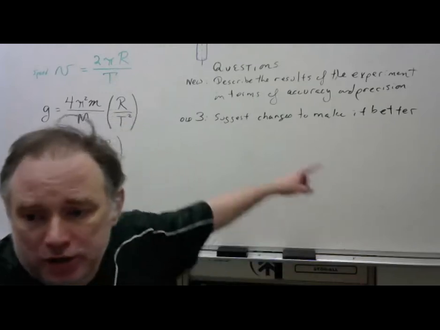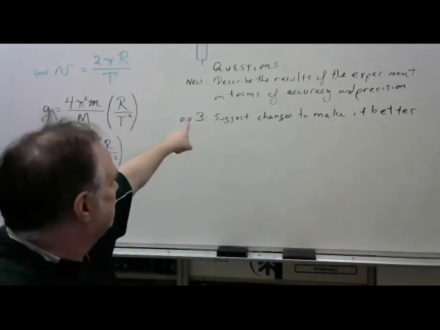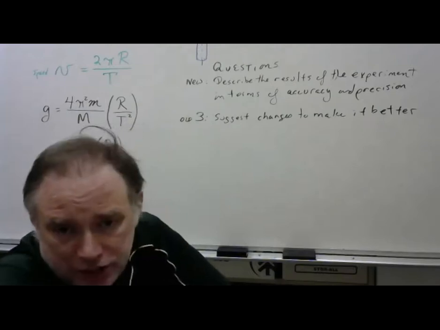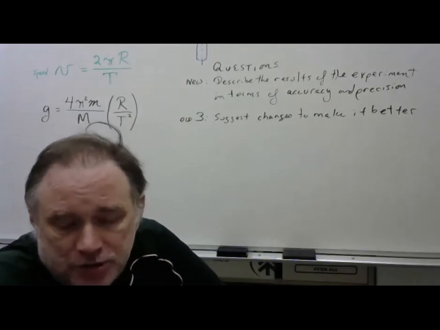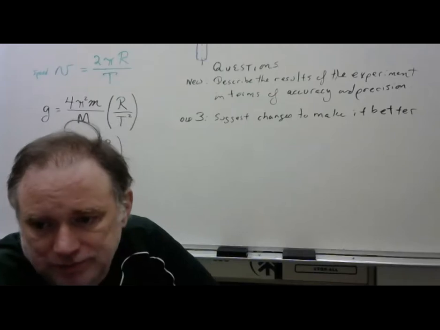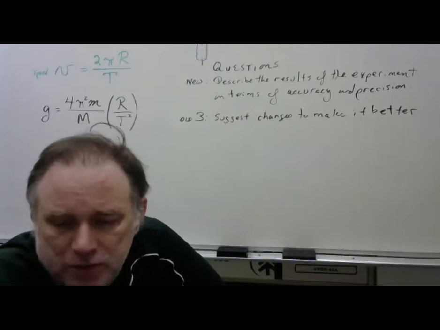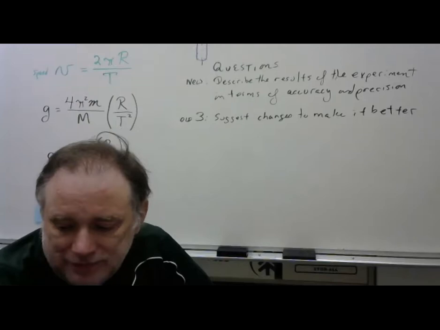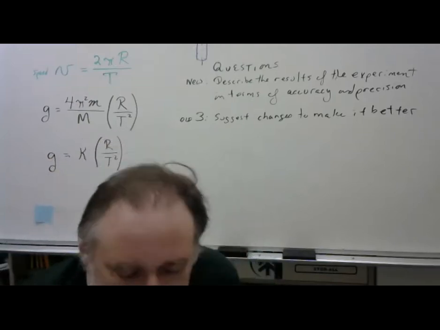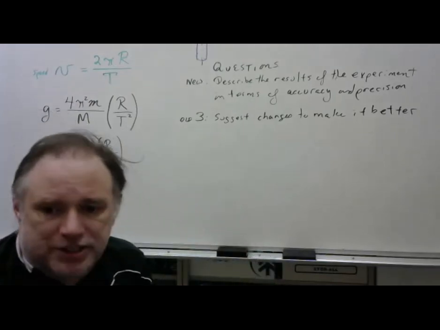The first one I wrote on the board here. The new question I want you to do is to describe the results of the experiment in terms of accuracy and precision. In other words, I want you to look at your numbers and describe the experiment in terms of the accuracy and precision of it.